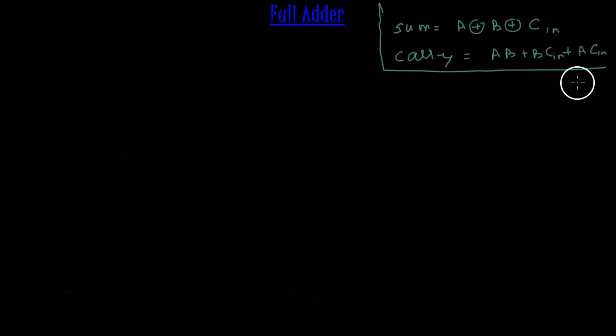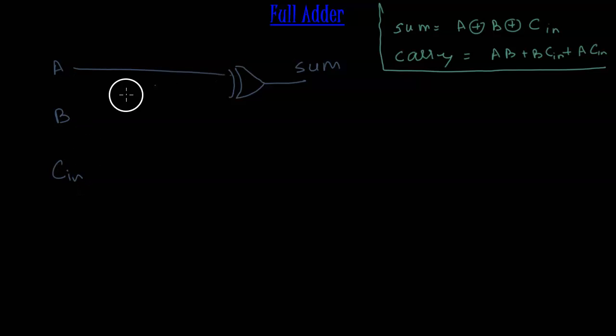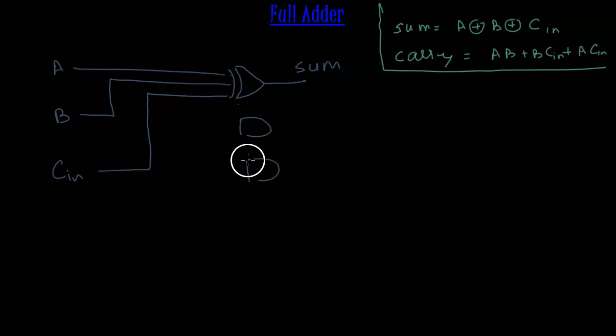Here we have the equations of sum and carry. We need one big XOR gate for our 3 inputs. So we have one XOR gate whose output is the sum. And the 3 inputs are A, B and C in. And for carry we have 3 AND gates first. And the output of these AND gates are OR together.